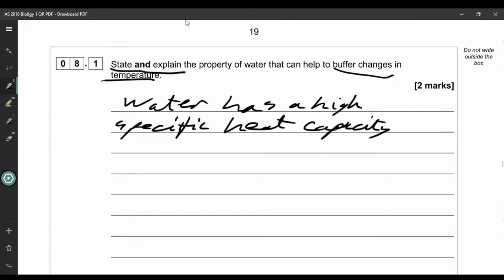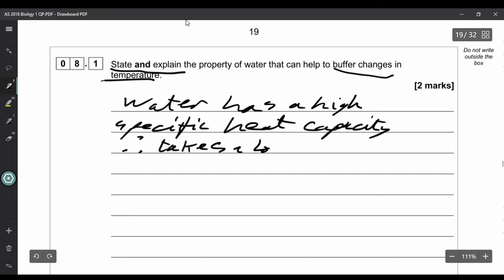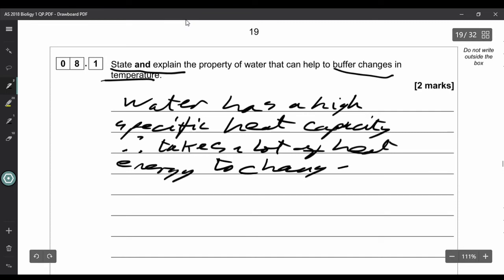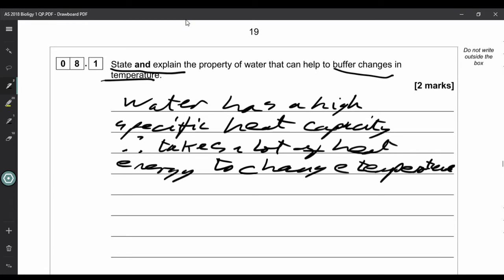So to get the mark for the explanation, therefore it takes a lot of heat energy to change temperature. So things will stay at a stable temperature unless there's a lot of heat energy input.